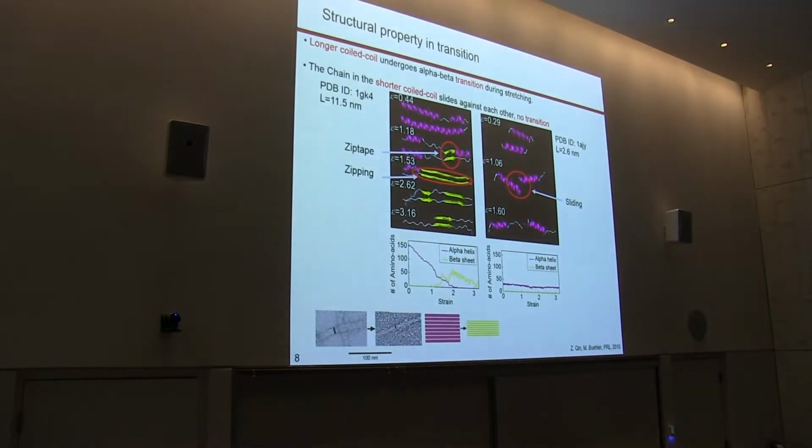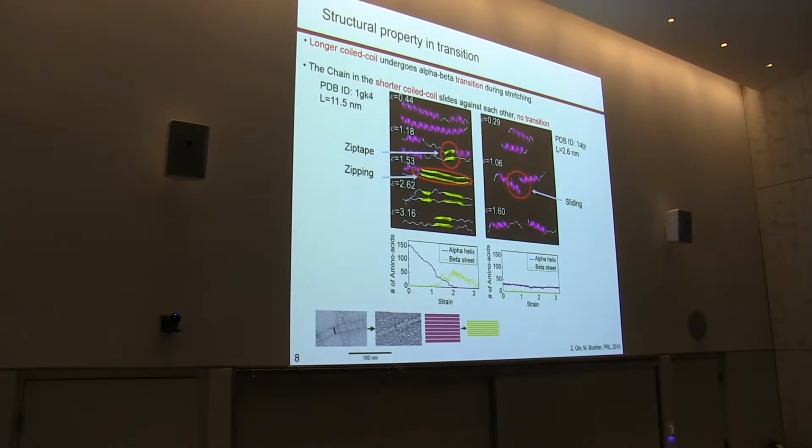So actually, by performing this kind of simulation on many different kinds of alpha helix, we were also able to discover some new physics or laws that could not be obtained from experiment. For example, here we see that for a long alpha helix, there's this kind of transition that leads to the stiffening behavior of the material. But for the short pair of alpha helices, they do not undergo the transition, but just slide apart from each other.